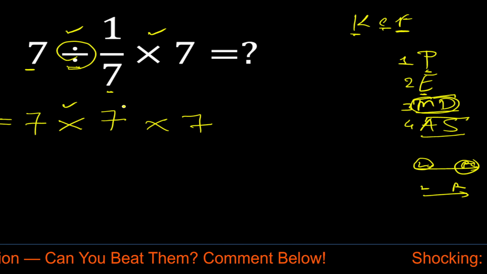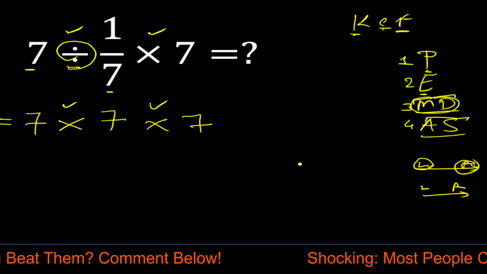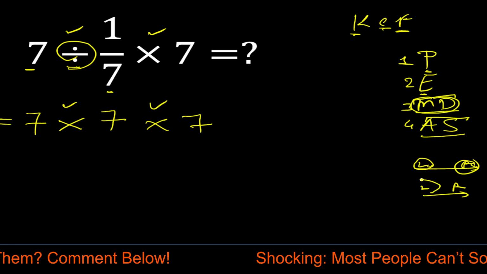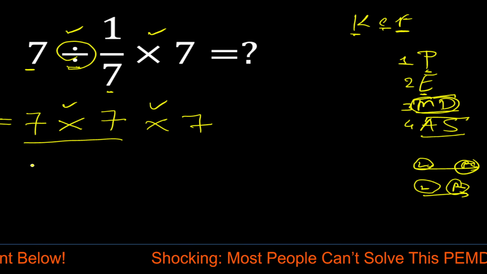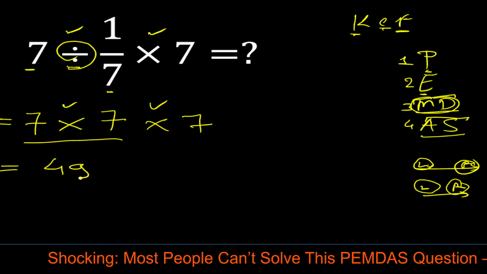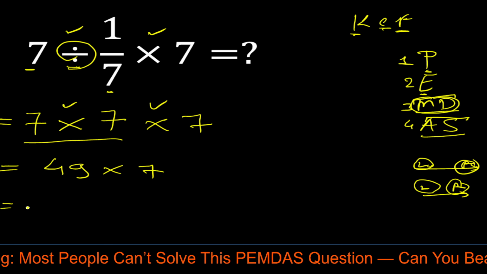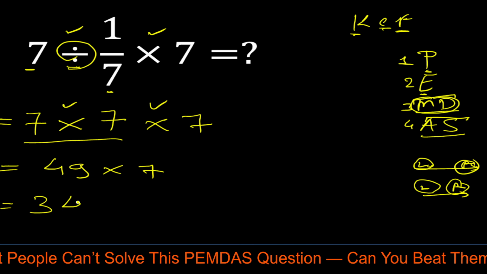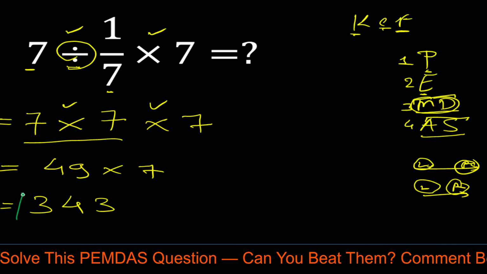Now here we have multiplication and here multiplication. And both have equal priority. So we have to solve it from left to right. So first we have to solve this multiplication. So 7 times 7 is equal to 49 times 7. So 49 times 7 is equal to 343, right? So the correct answer is 343.